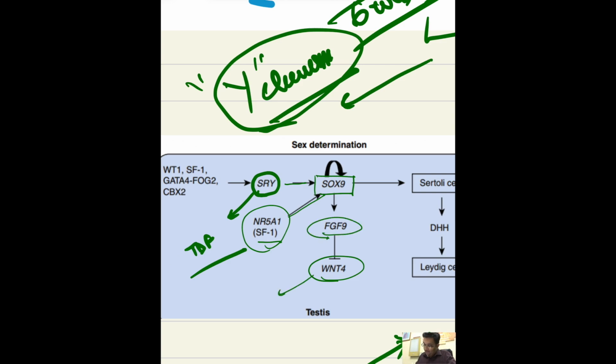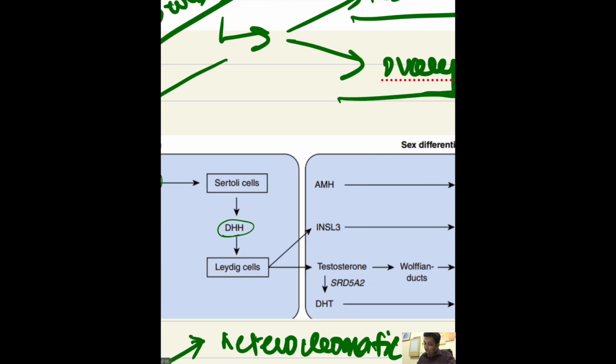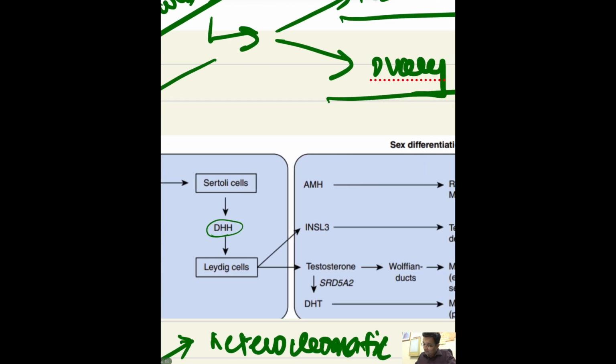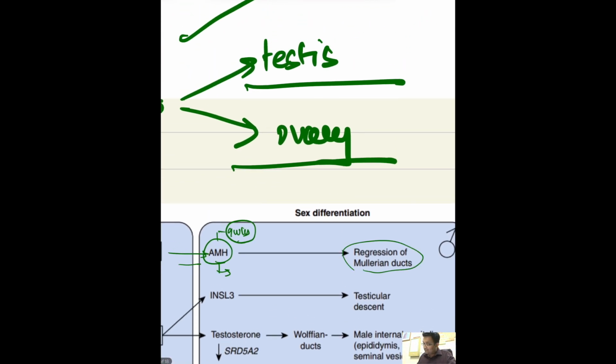Wnt4 is actually involved in ovarian development. This SOX9 will now act in a paracrine manner on Sertoli cells, which act again in a paracrine manner via the hedgehog protein. And these Sertoli cells and Leydig cells will further form the following compounds. The Sertoli cells, as we know, give rise to AMH at around 9 weeks. And this is the anti-Mullerian hormone. Anti-Mullerian hormone will cause regression of the Mullerian ducts.